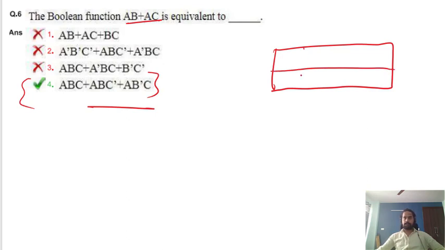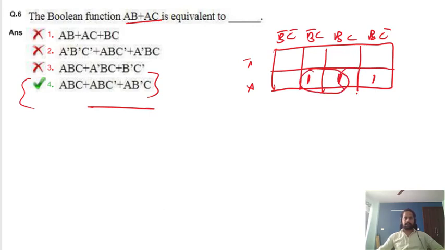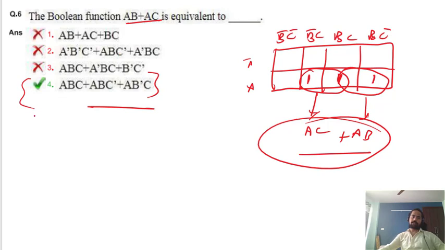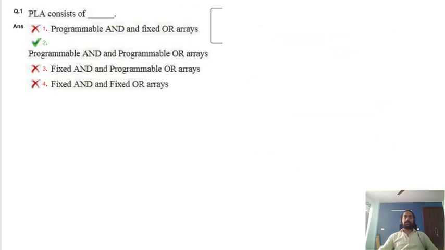I will put these values in this K map. This is a bar, this is a, this is b bar c bar, this is b bar c, this is bc, and this is bc bar. First one is ABC, ABC will be here. Then ABC bar is there. Then AB bar C. So one group is this and one group is this. One group will make AC and one group will make AB. So option D will be the correct answer for the AC plus AB Boolean function. So option 4.